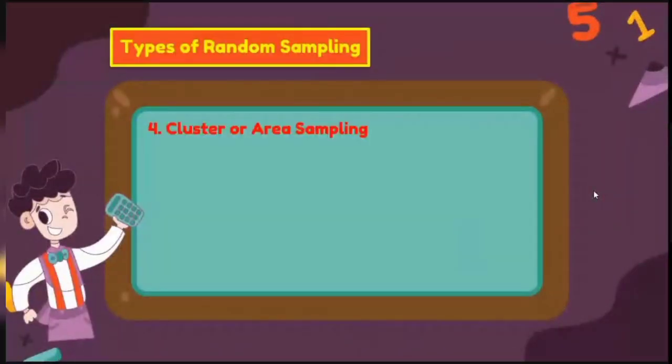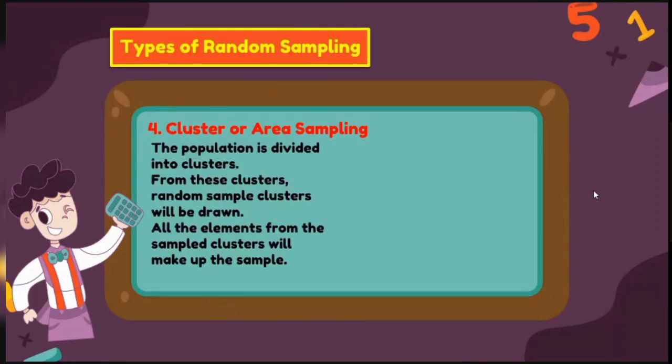So next one, the last part of our discussion for this given video lesson. For number 4, you have cluster or area sampling. For cluster or area sampling, the population is divided into clusters. From these clusters, random sample clusters will be drawn. All the elements from the sample cluster will make up the sample.